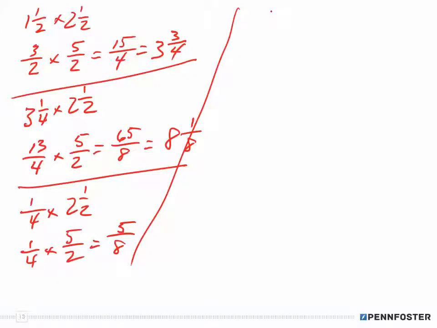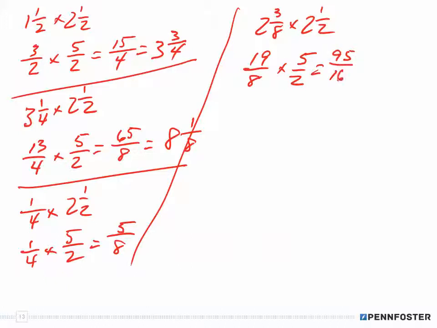Okay, next is the 2 3/8 cups of sugar. These are all the same. So 2 times 8 is 16, plus 3 is 19/8, times 5/2. Multiply across. 5 times 19 is 95, over 16. 16 can go into 95, let's see, 5 times.